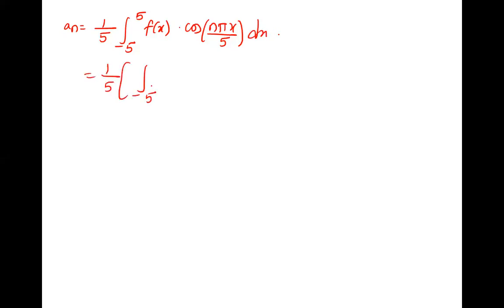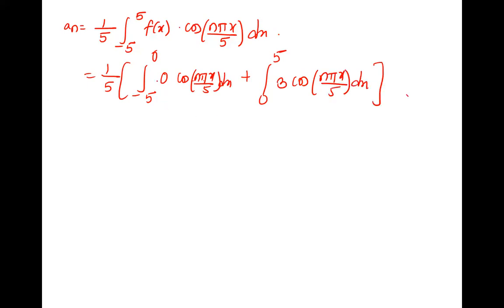An is 1 upon L, L is 5, integration from minus L to L, f of x into cos n pi x by L, L is 5, dx. But once again, the integration breaks into minus 5 to 0 and 0 to 5. In minus 5 to 0 it is 0, so 0 into anything is 0. You can write into cos. Okay, write it. Next step, it is 0. And in 0 to 5, it is 3, so 3 into cos. So this whole part is 0.